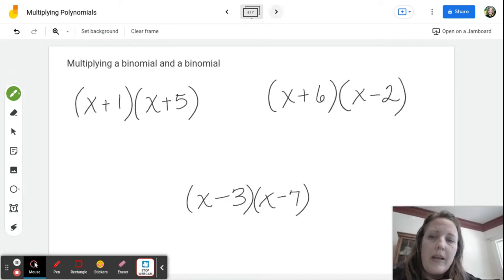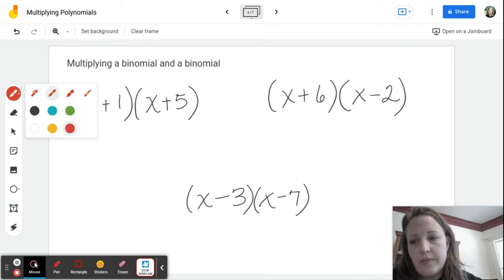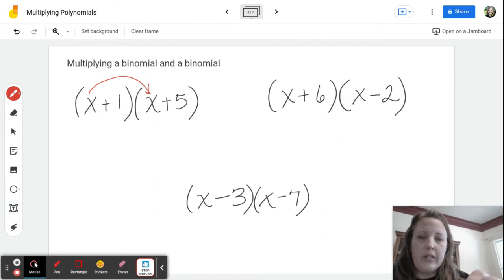Okay, we're going to multiply a binomial and a binomial. I'm going to show you several ways to do this in class, but for right now, I'm going to talk about it just using the distributive property. Okay, in class, we're going to use some manipulatives and we're going to use another area model. But for right now, just to build on what we've been doing, I'm going to go ahead and show it like this. So what we're going to use is the distributive property.